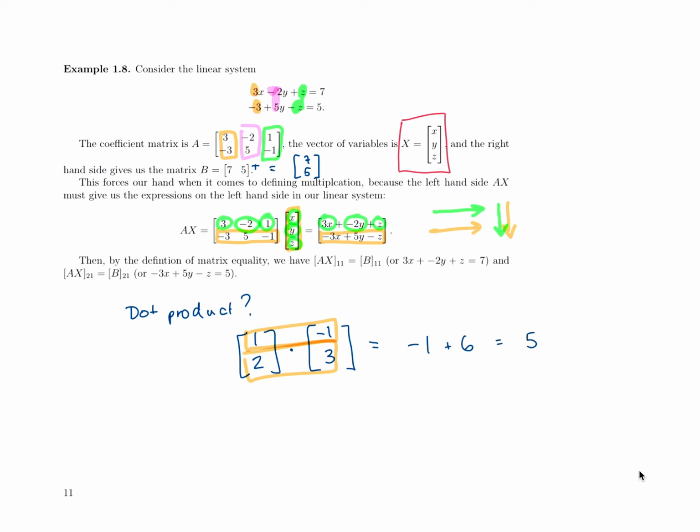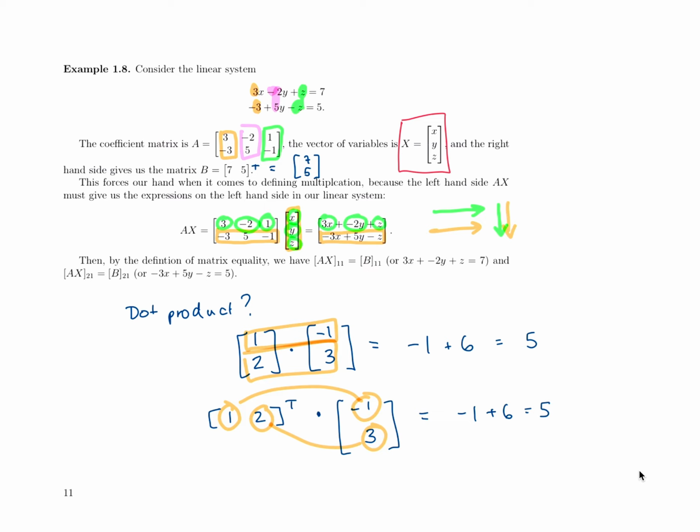But what I want to point out is that we're kind of doing a dot product. Instead of writing 1, 2 as a column, we could think about it as a row vector that we'd have to transpose to get a column vector. And we'd get the same thing back. We'd match up the 1 and the -1, and then the 2 and the 3, and we'd get -1 plus 6 equals 5.